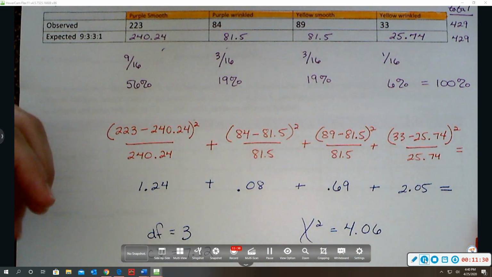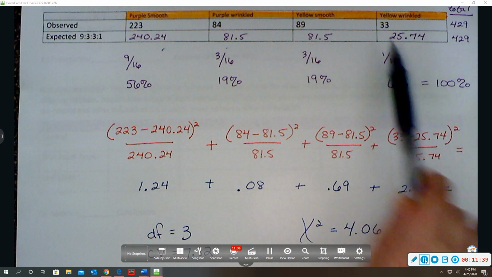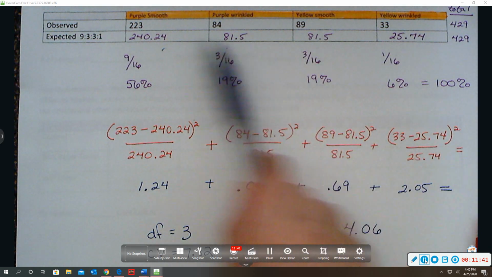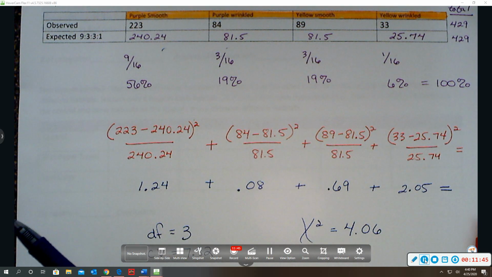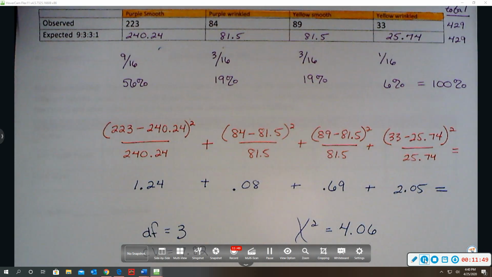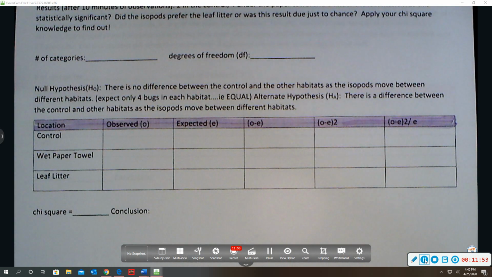Looks like our Mendelian rules are working rather nicely on this experiment. That any differences from my observed to my expected are only due to random chance. There's nothing funky going on here. Alright, so that's how you would do a problem like that. Let's try something a little different here.